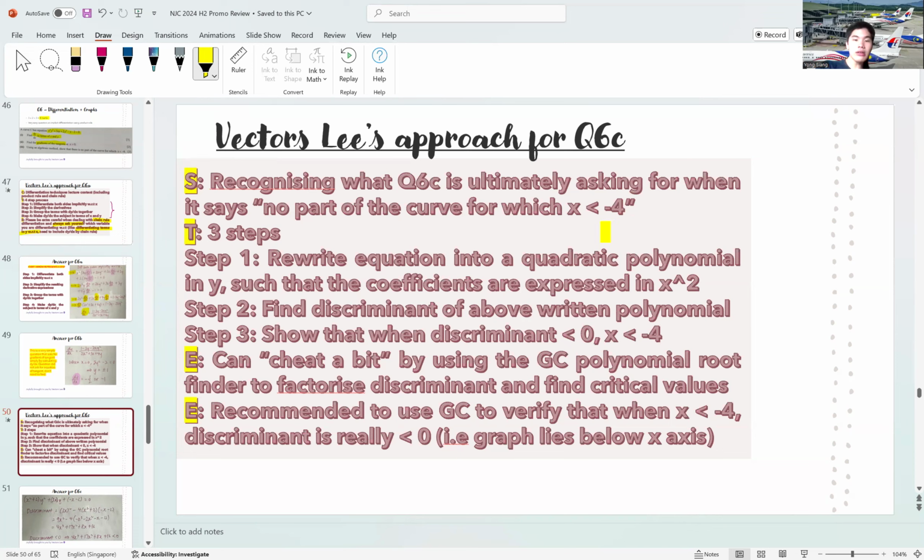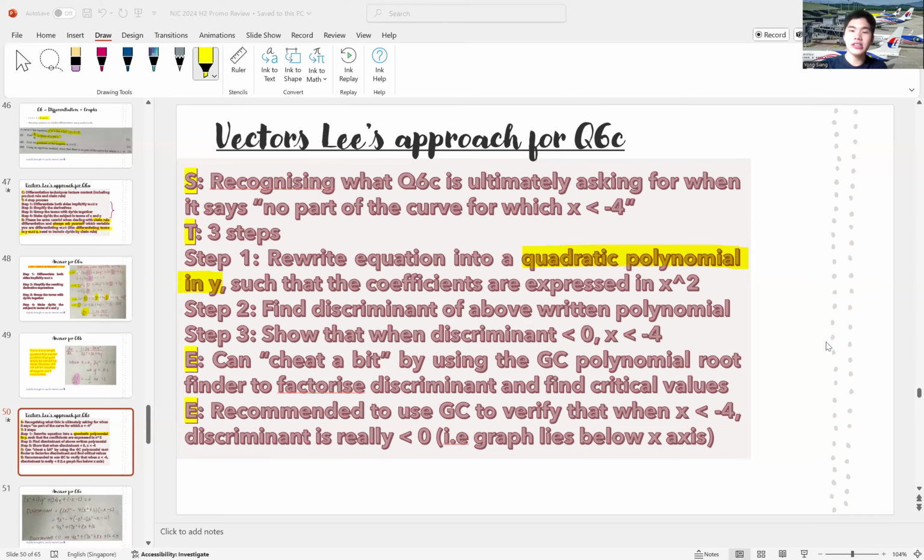Okay, so the same thing over here. I'm going to write a quadratic polynomial because, as you can see, the highest power is 2, right? So I'm going to write a quadratic polynomial in y, and after that, I'm going to express the coefficients.